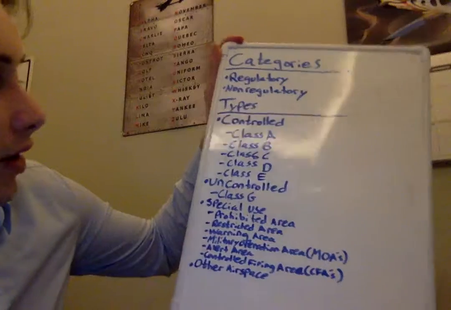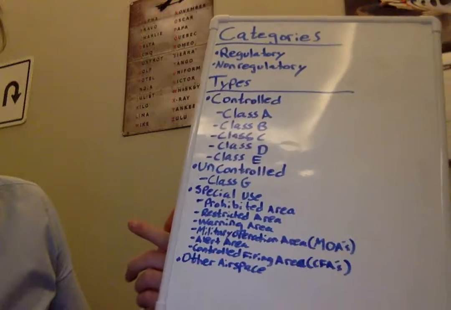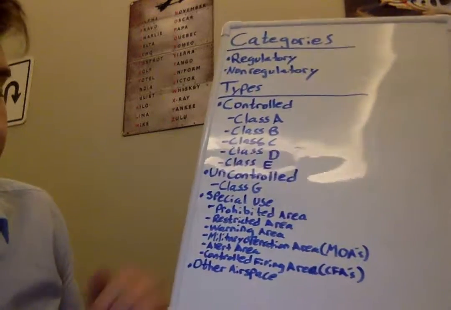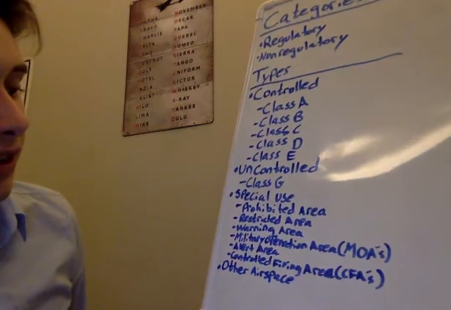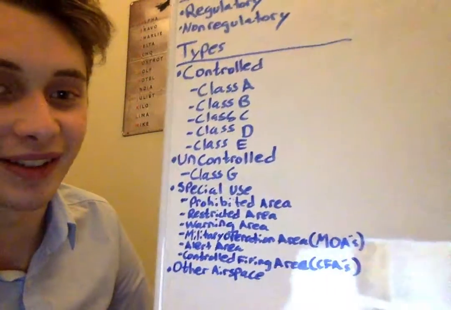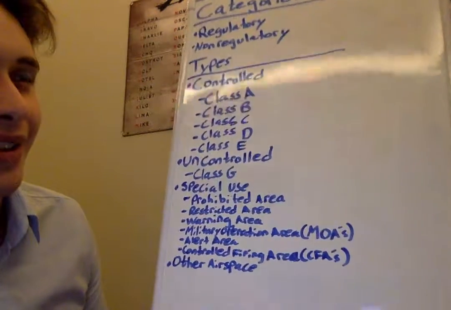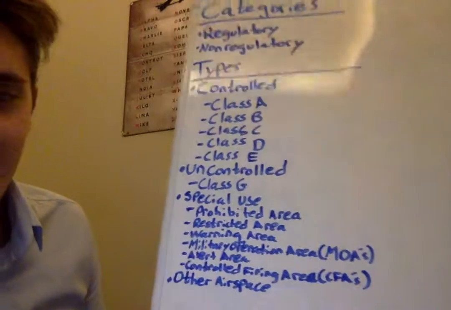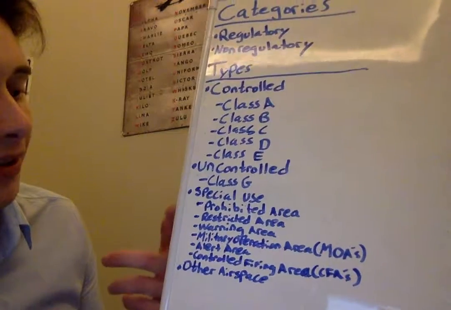So now I'm going to talk about the special use airspace. I'll take this back and show you guys to remind you. Special use airspace consists of prohibited area, restricted area, warning area, military operation area, MOAs, alert areas, and controlled firing areas. So let's talk about prohibited areas. Prohibited areas are pretty straightforward. You don't want to fly in a prohibited area because you will never fly again. It covers areas that need security, such as the White House. Obviously you're not going to be flying over the White House, so that's prohibited.